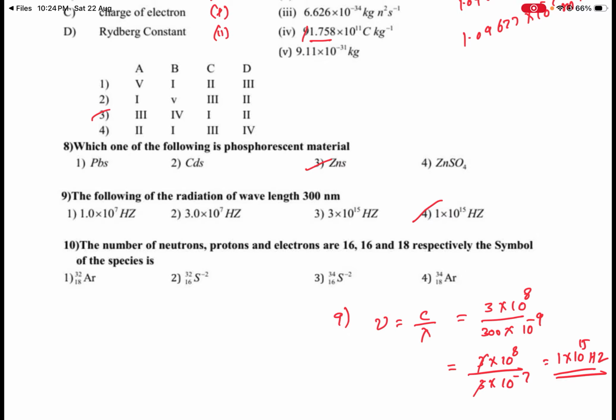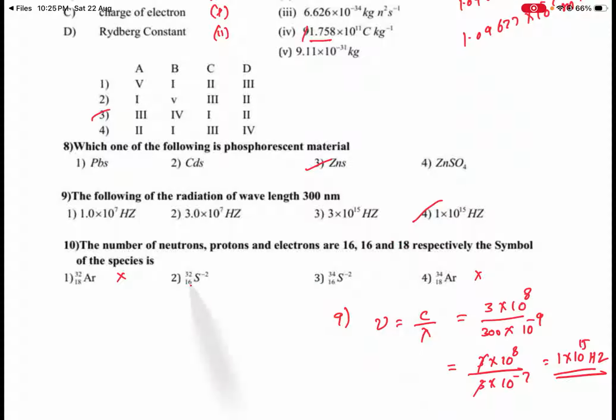Next, 10th one. The numbers of neutrons, protons and electrons are asked: first neutrons, next protons, next electrons. Generally, the number of protons indicates the atomic number. In the first option the number of protons is 16, and in the fourth option the number of protons is 82, whereas the required number of protons is 18. So the first option and the fourth option will be eliminated. In the second and third options, the number of protons is 18, and next the number of electrons is 18.